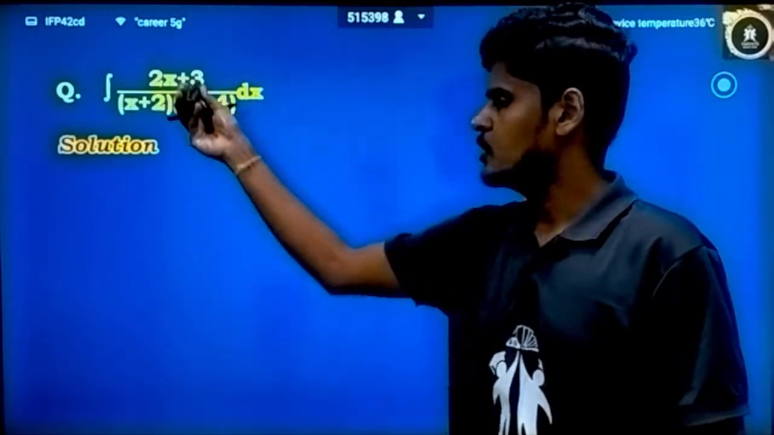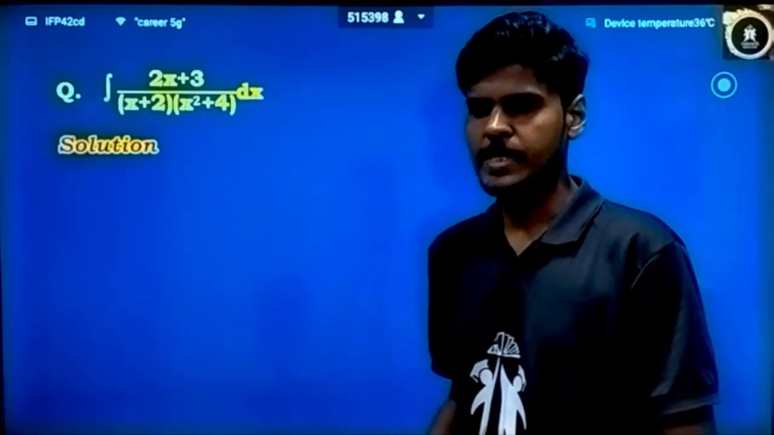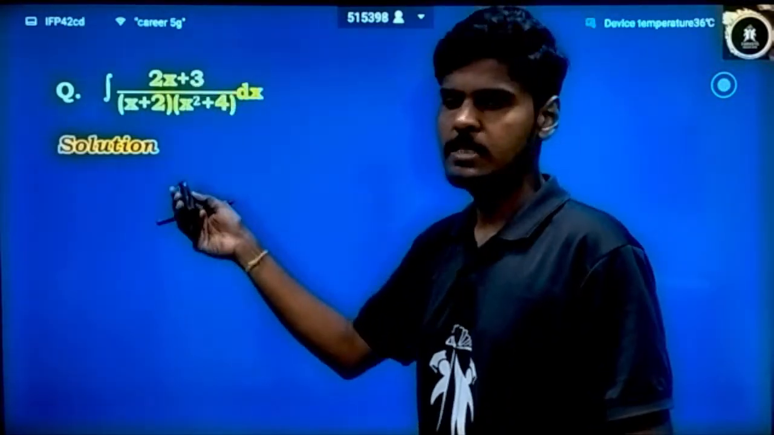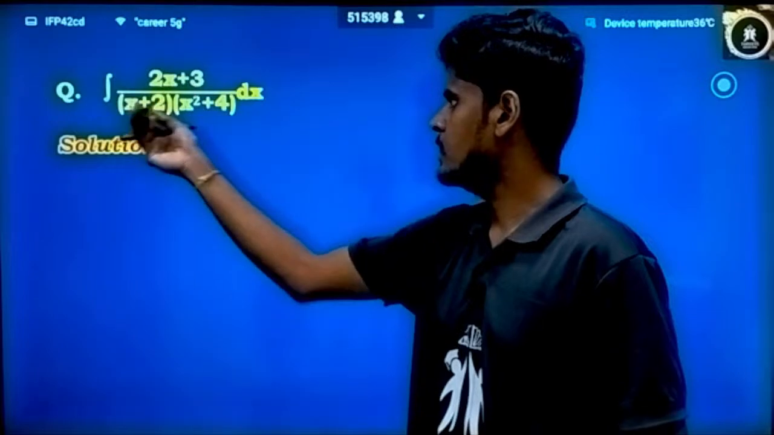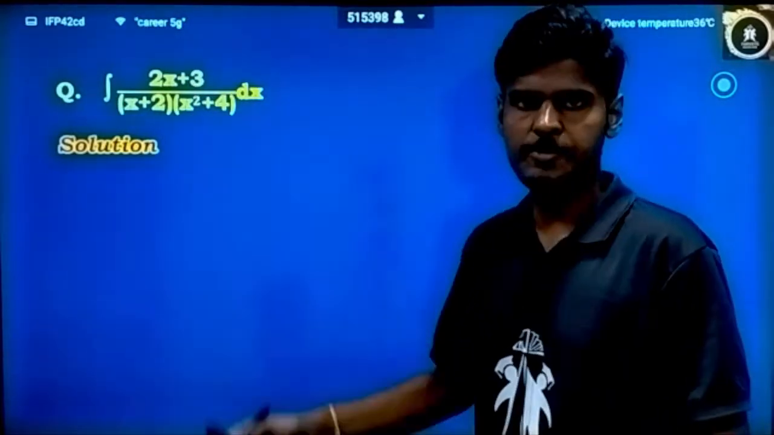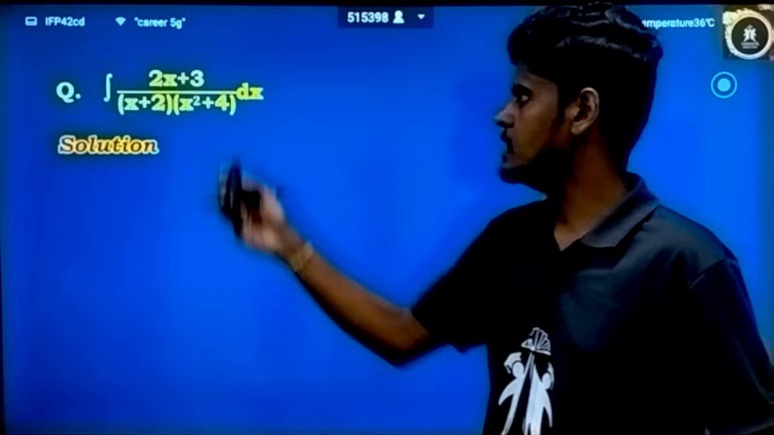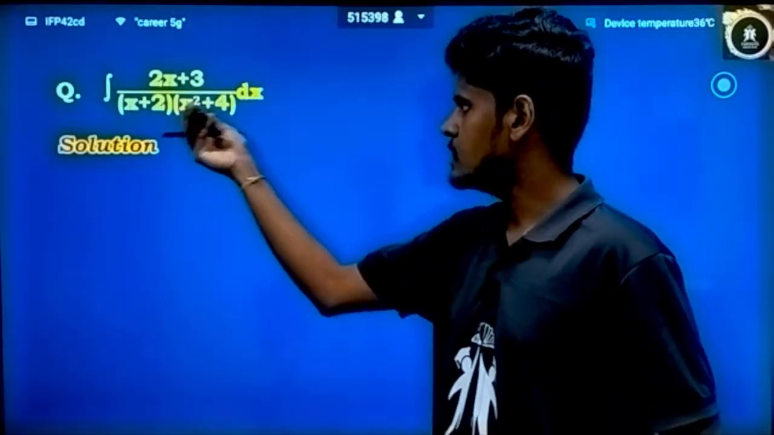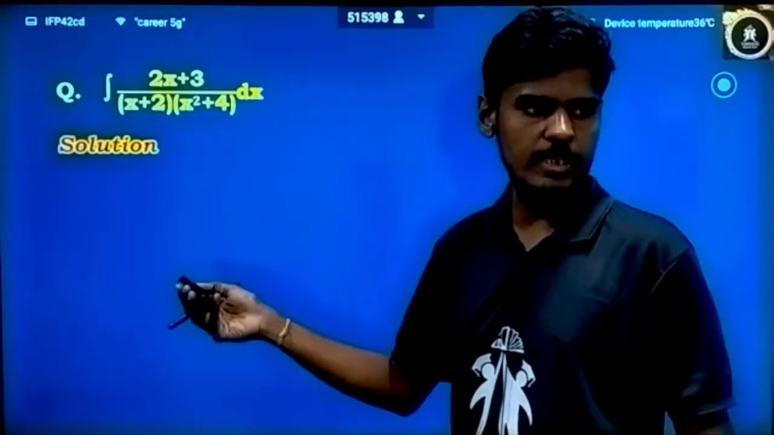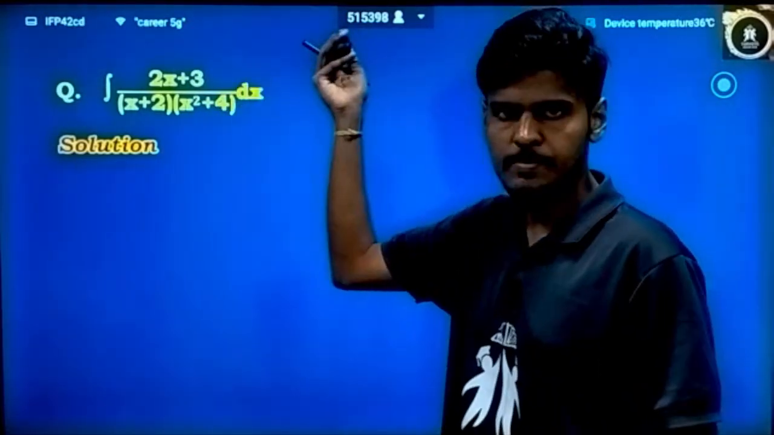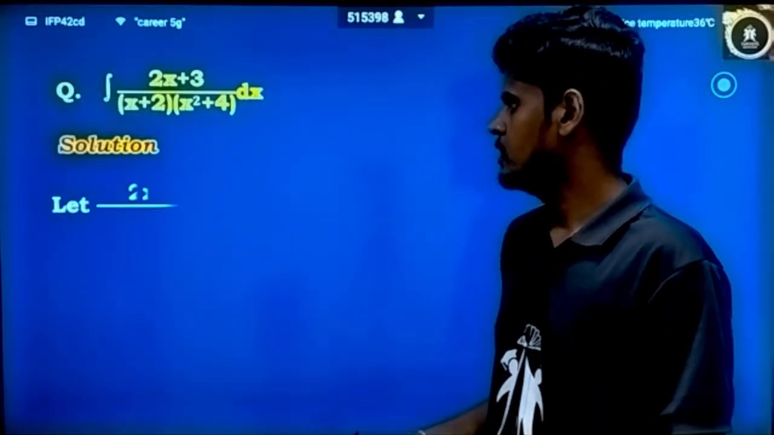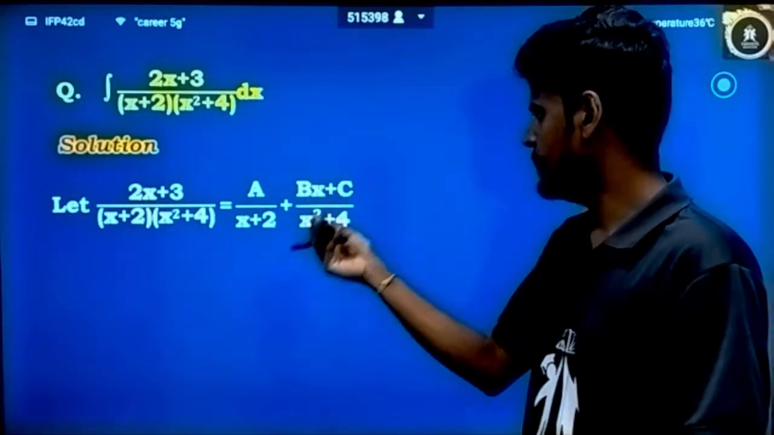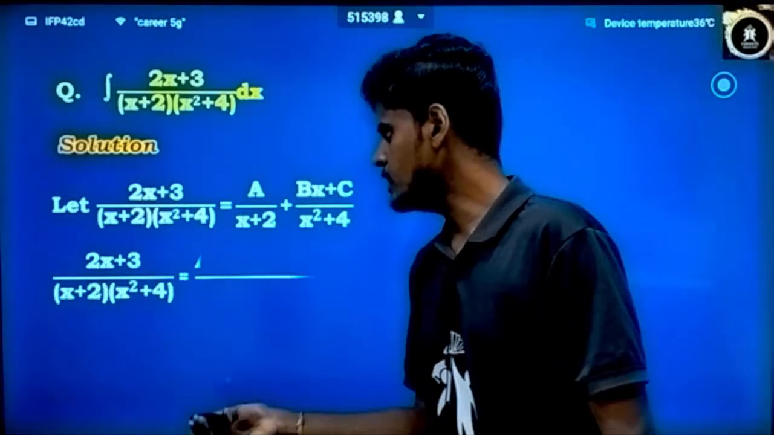Next is 2x plus 3 by x plus 2 into x square plus 4. First we will see how to write this in terms of partial fraction. Here again degree of numerator is 1, denominator is 3, so we can apply partial fraction. 2x plus 3 is a by x plus 2 plus, this is non-repeating and we can't factorize further. That means we will write this quadratic as bx plus c by x square plus 4. So a by x plus 2 plus bx plus c by x square plus 4, and then further simplify this.